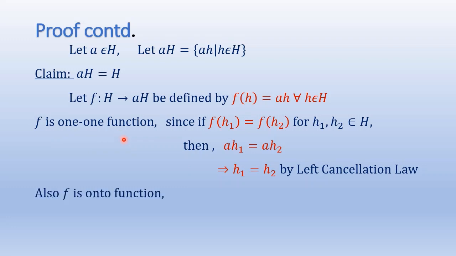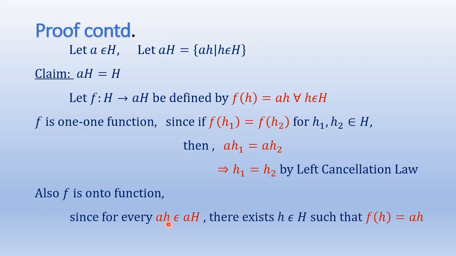Also, f is an onto function. Onto function means each image should have a pre-image, that is, no element should be left in the codomain. You consider an element in the codomain. Here the codomain is AH, so any element of AH will be of the form Ah. For this Ah, you will definitely have one element h belonging to the domain H such that f of h equals Ah. So f is an onto function.